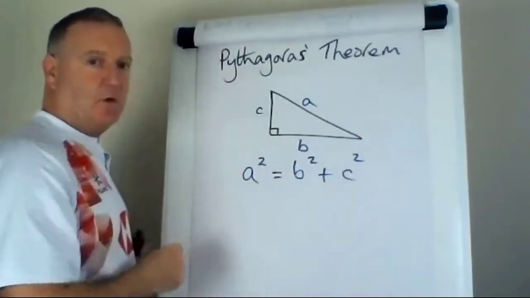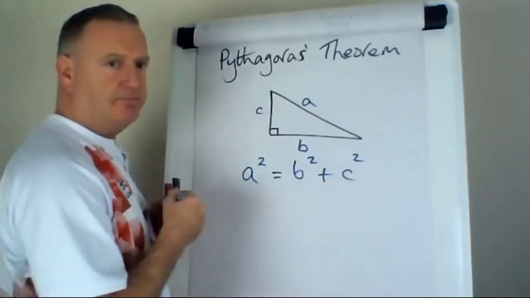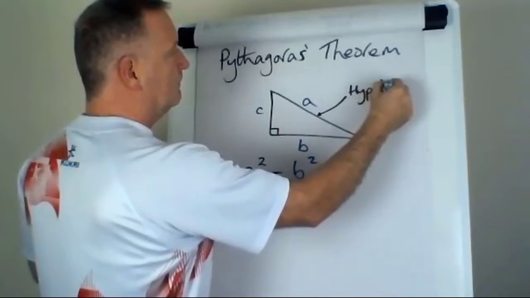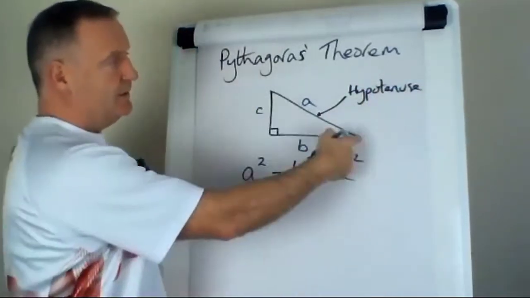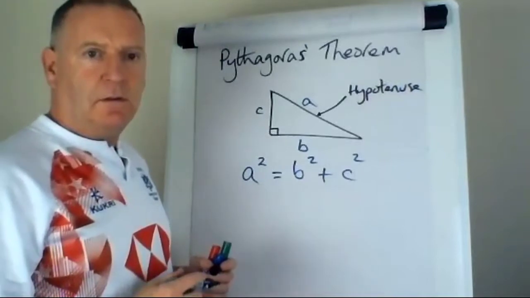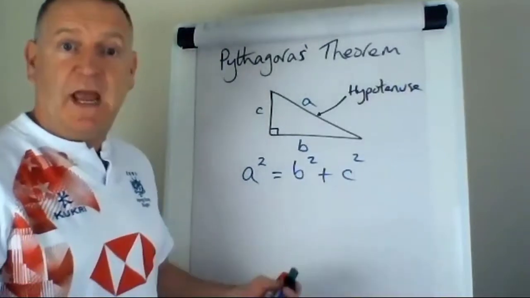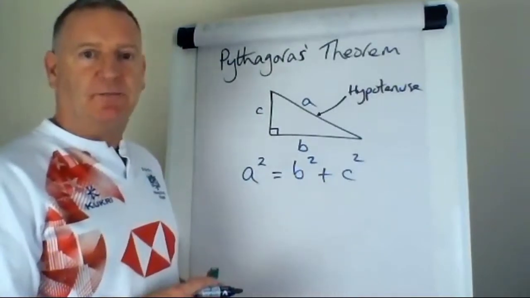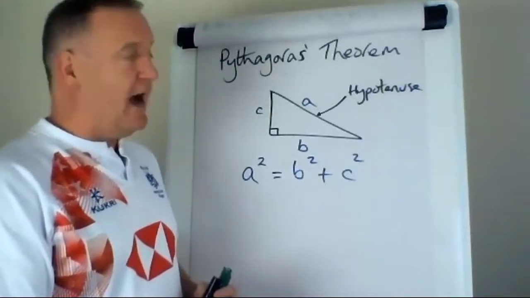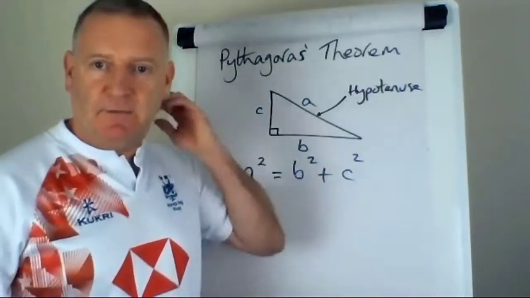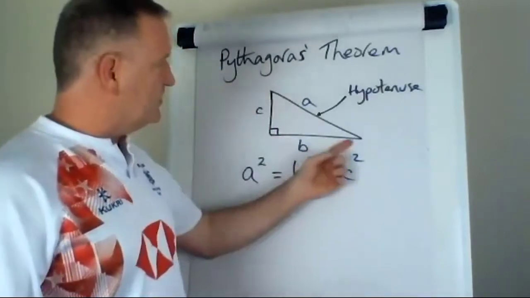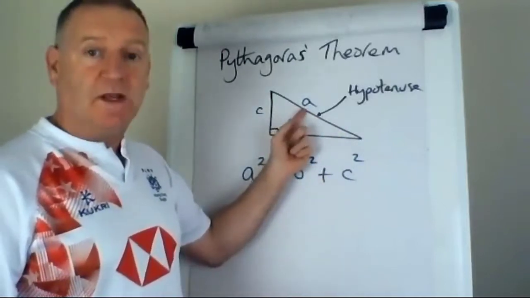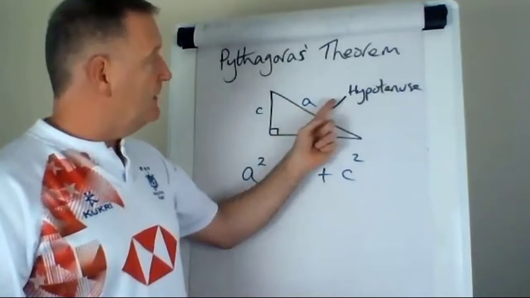And this long side here is called the hypotenuse. You know that's its name? You don't have that in Belgium? What do they call it in Belgium? What do you call that side? The long side, just the long side. Oh, we have a special name for it in England: hypotenuse. It's special, but it's always the longest side.